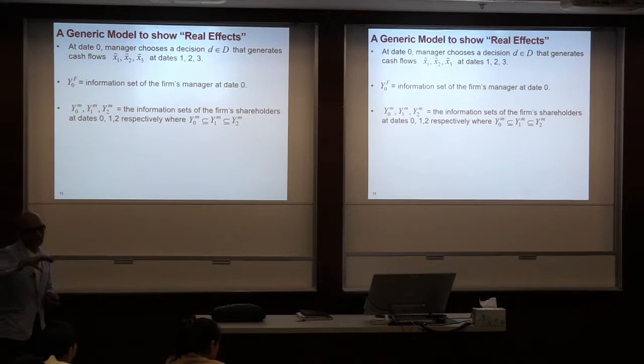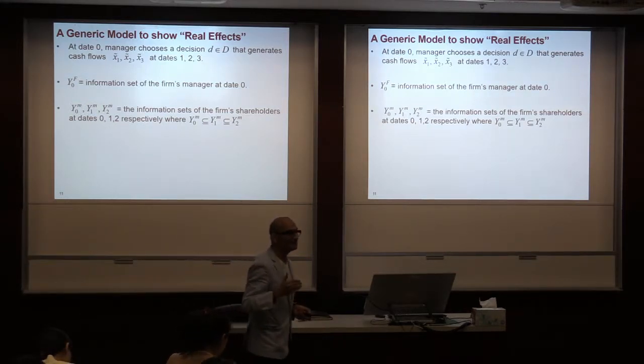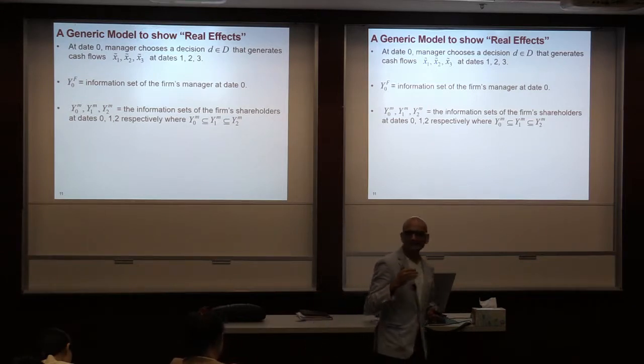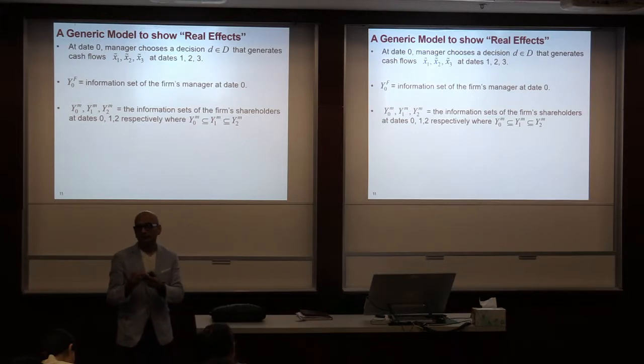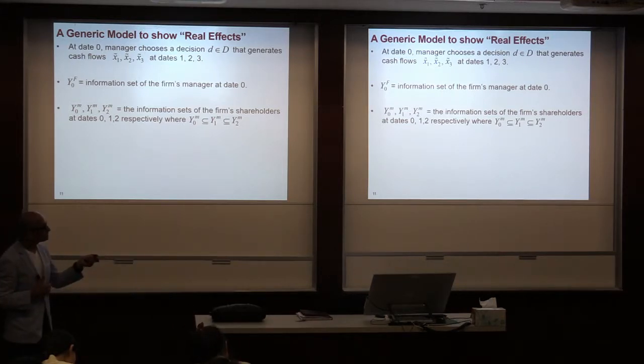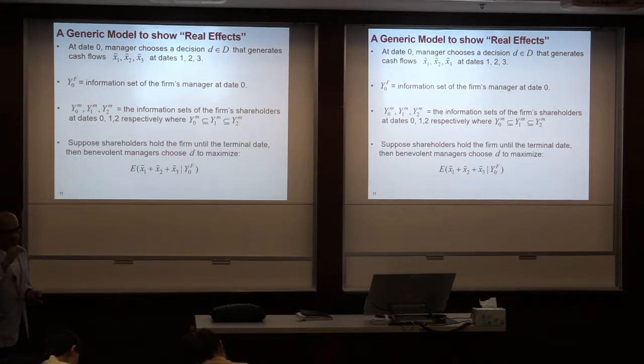You could also make another assumption. That's a different kind of model, where over time the market is forgetting. But here the market is getting more and more information over time. Why is that? Through disclosure. They're learning. Right? So Y0 M is a subset of Y1 M, which in turn is a subset of Y2 M. Okay?